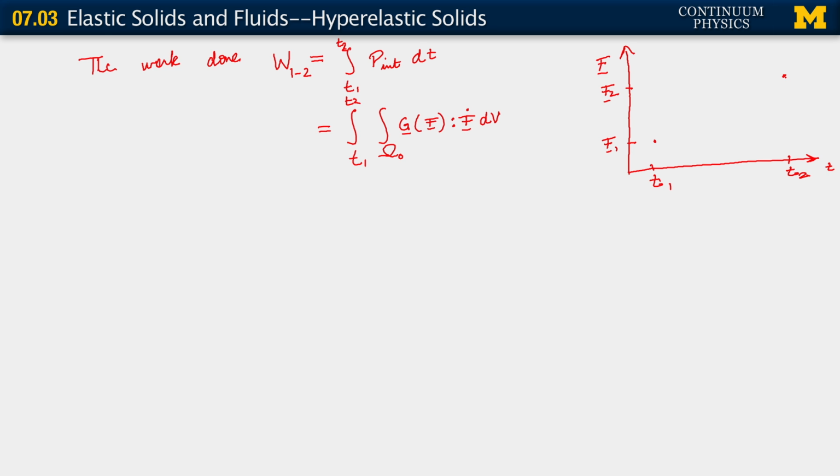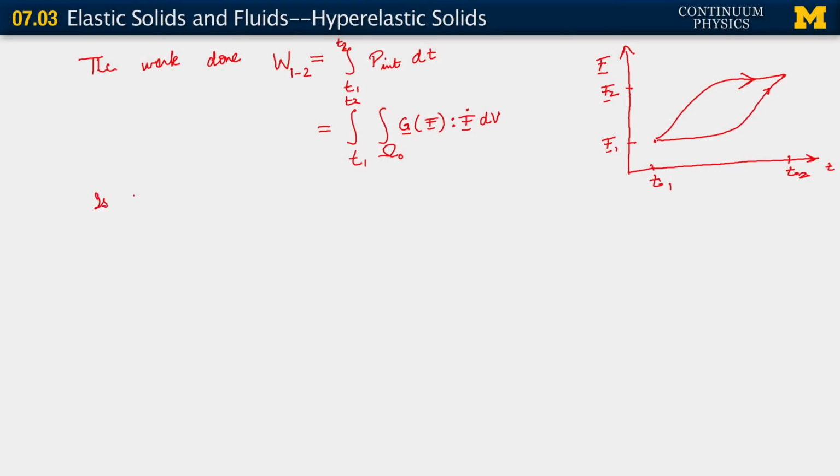Now of course, in this space, there is an infinity of paths that we can take between time T1 and T2, starting out at F1 and ending at F2. So that's path 1, that's another, and so on. What we want to know now is the following: what is happening with the work done here? So we are asking ourselves, is W1 to 2 invariant with respect to path?